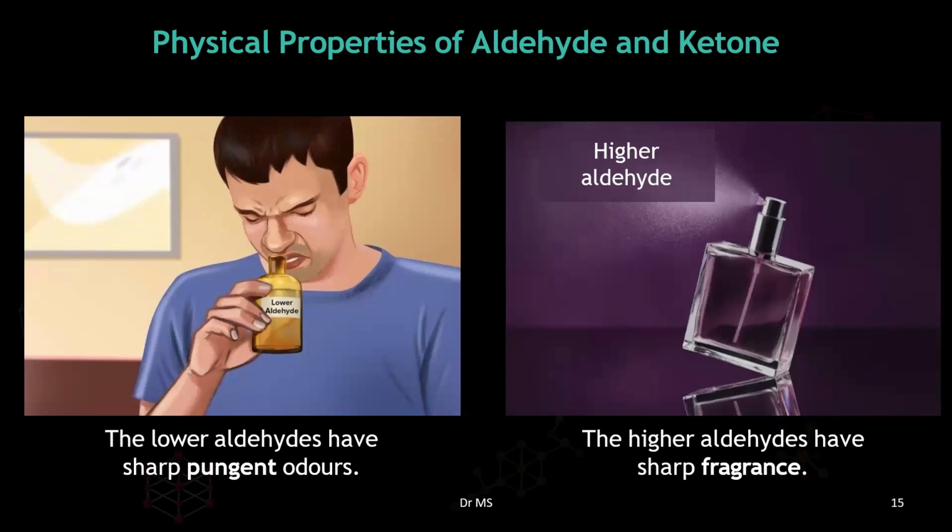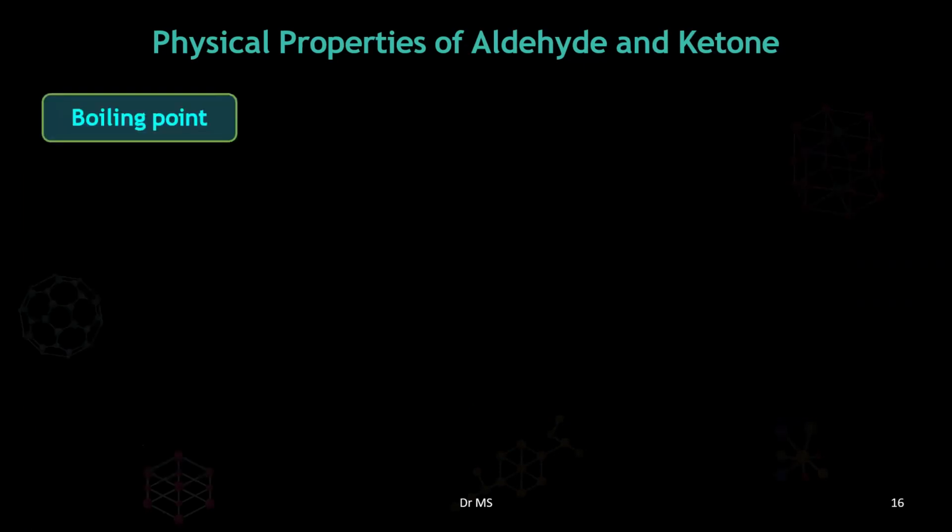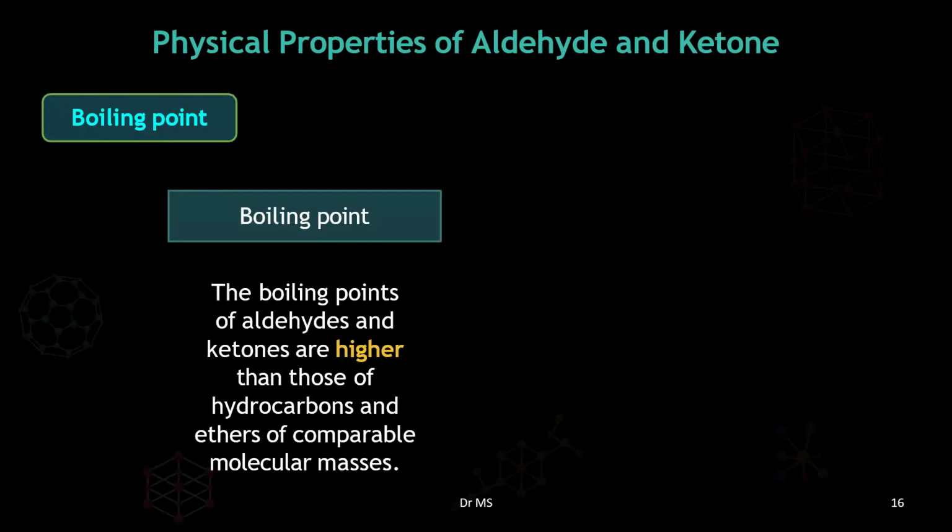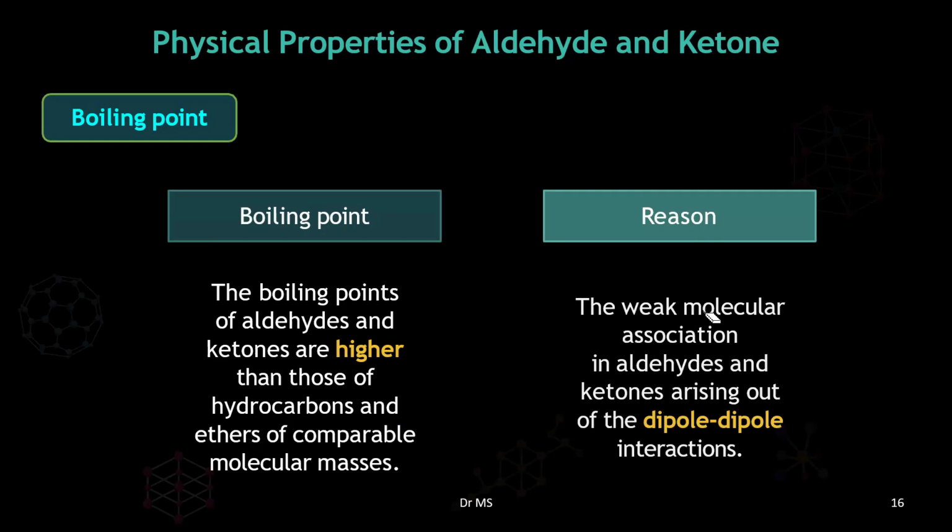And coming to boiling point, the boiling point of aldehydes and ketones is higher compared to hydrocarbons or ethers of the same molecular masses. The reason is the weak molecular association in aldehydes and ketones arising from dipole-dipole interaction. Have you understood this reason? What does it say?